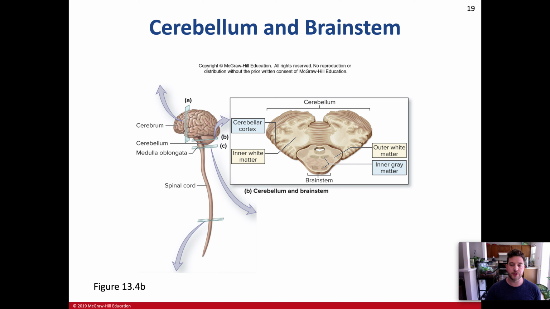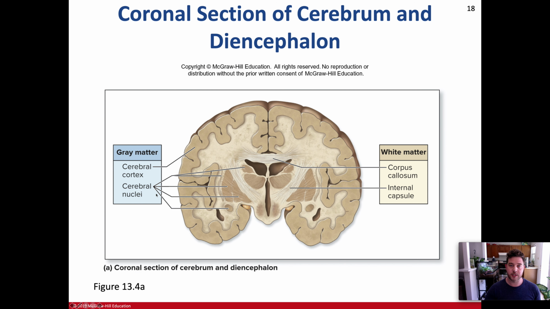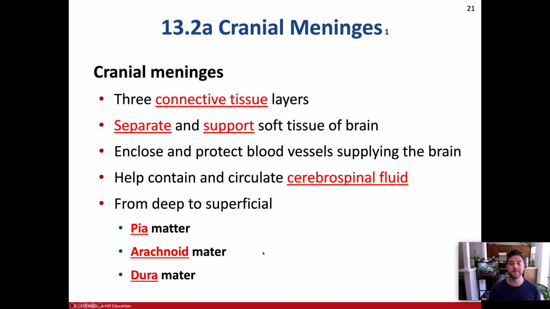As you go into your cerebellum, you still have that same external gray matter, internal white matter, but when we switch into the spinal cord, that switches. In the spinal cord, you have outer white matter and inner gray matter. So in the cerebellum and the cerebrum, you have outer gray matter, inner white matter. In the spinal cord, you have outer white matter and inner gray matter. It's just flipped in the spinal cord.